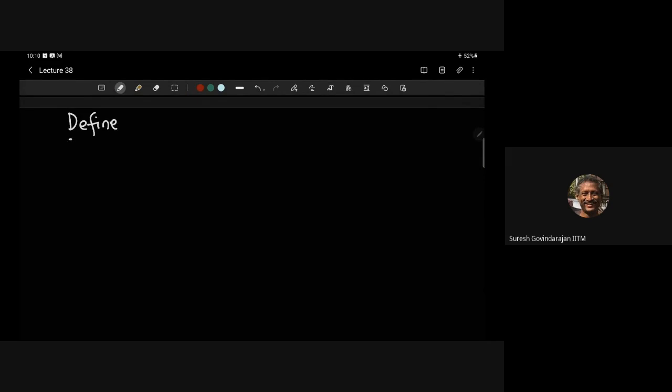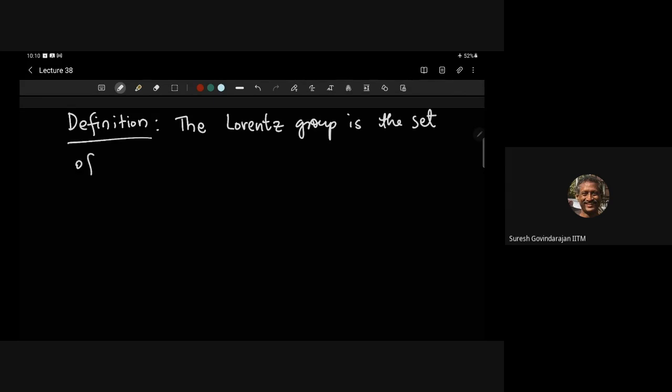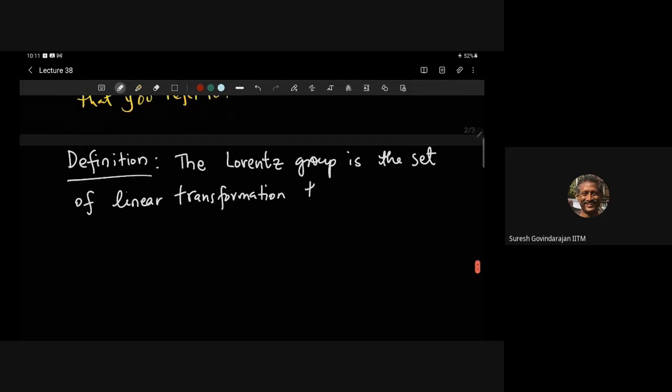Okay, so now we will define the Lorentz group. Definition: the Lorentz group is the set of linear transformations that preserve the Minkowski norm.